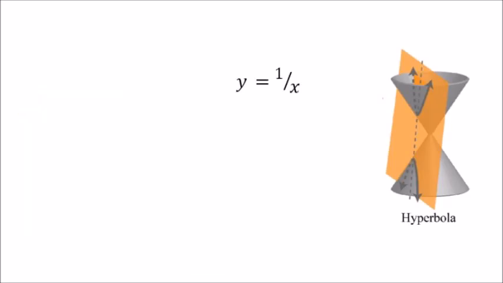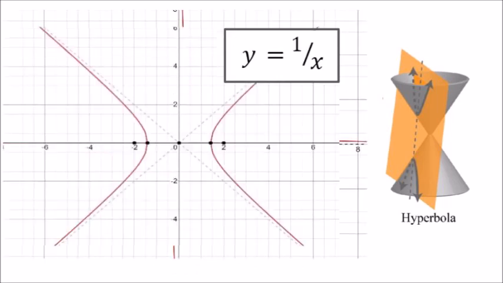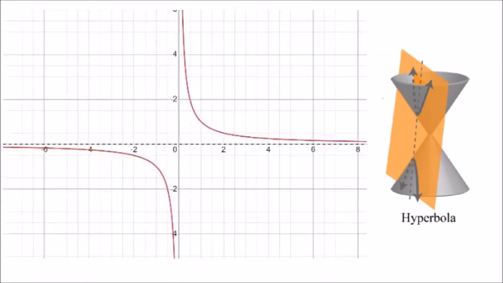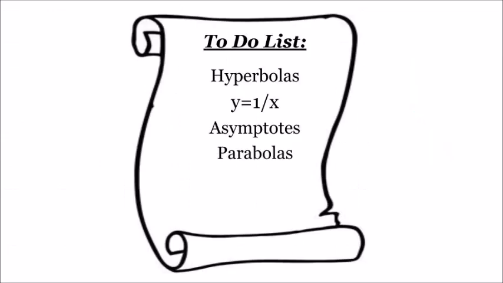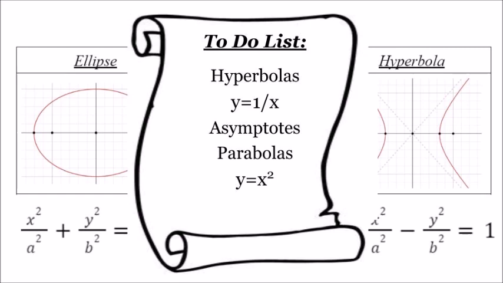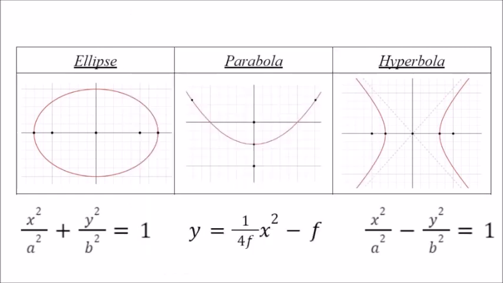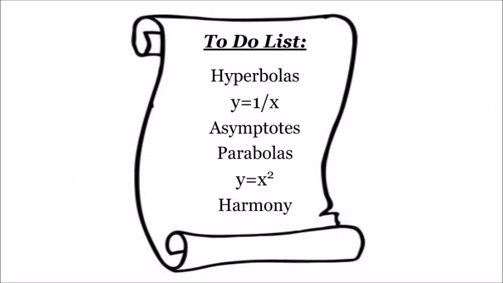Wait, is that really a hyperbola? Well, it has the asymptotes, but what about these? Put them on the list. With parabolas, like y equals x squared, it's called a conic section, but its equation doesn't seem to fit with the others. Why is that? And can we harmonize this family?